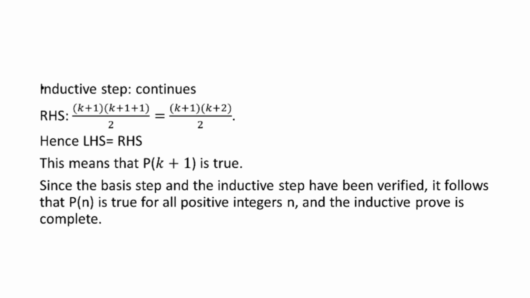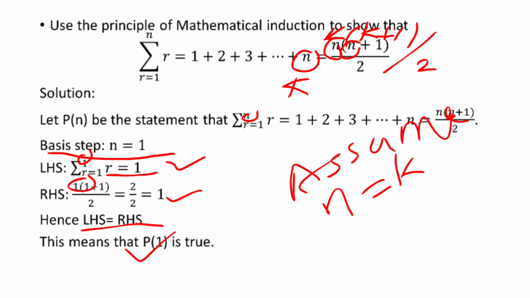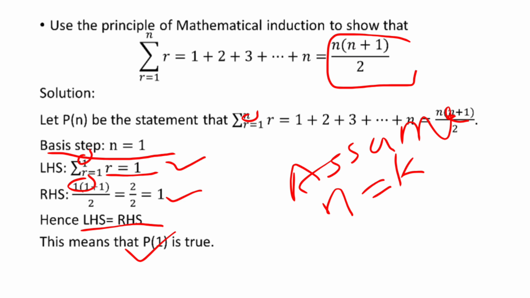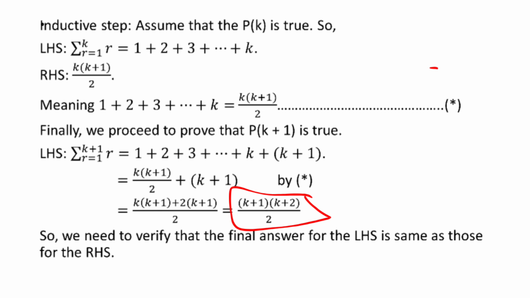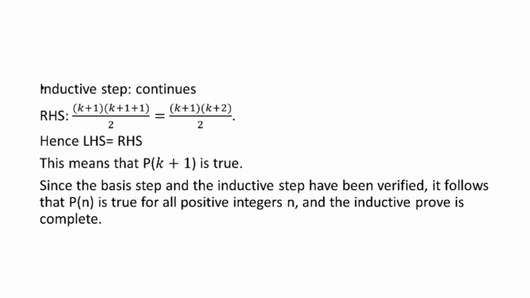So let's move forward. The inductive step continues now. We need to prove that the left-hand side is the same as the right-hand side. But remember what our right-hand side was. Let's go backwards. The right-hand side, by the question we were given, was n into n plus 1 over 2.